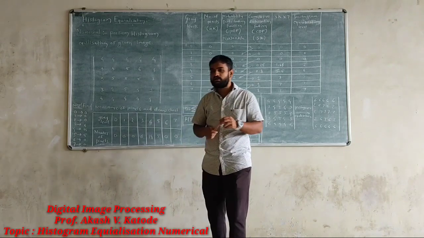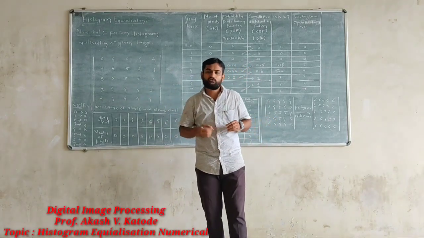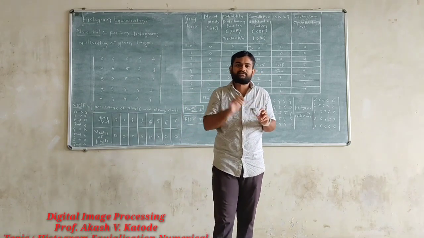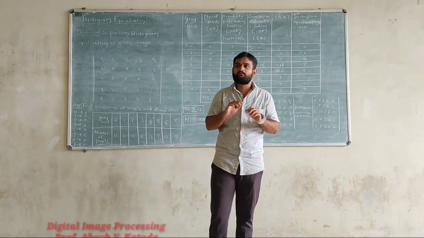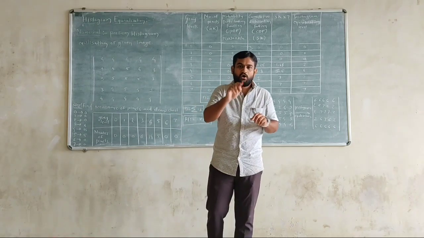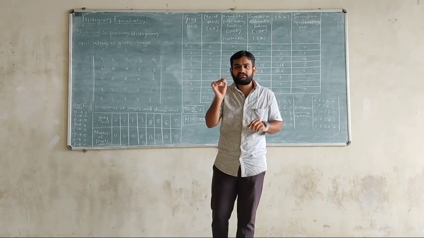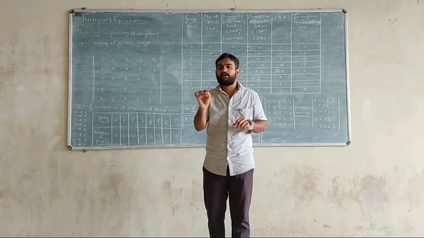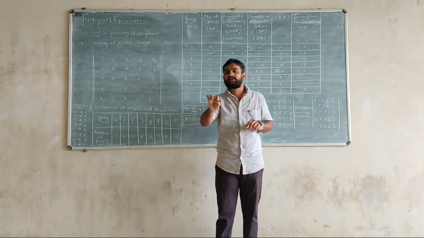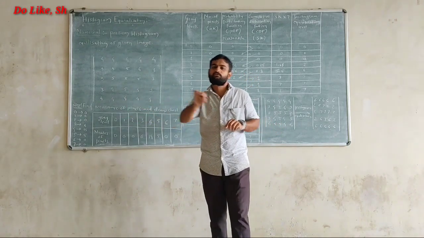Before that we have to understand the meaning of histogram and the meaning of histogram equalization. A histogram of an image is a graphical plot of the occurrence of pixels. How many times pixels occur again and again in the image, we plot the occurrence in the form of a histogram. So that is the process of histogram.